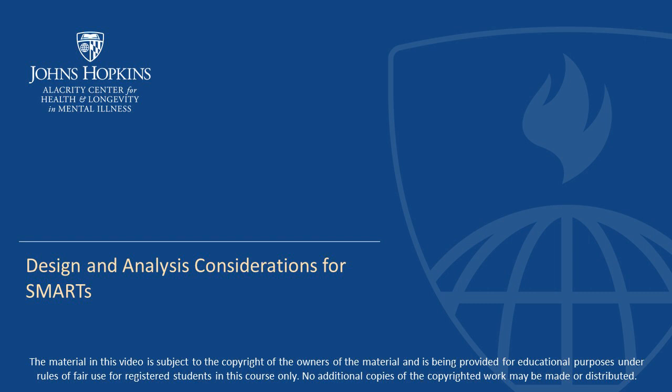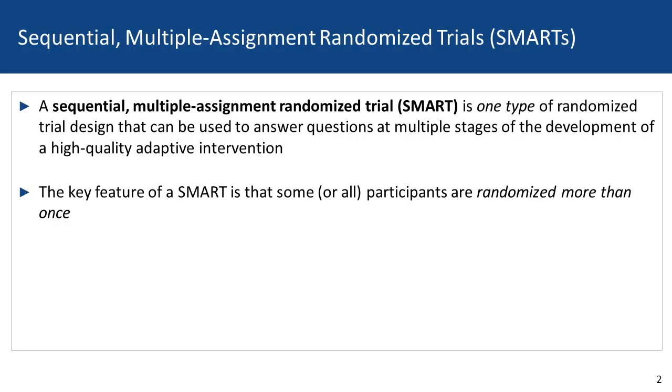In this section, we'll talk about some design and analysis considerations for sequential multiple assignment randomized trials, or SMARTs. So recall that a sequential multiple assignment randomized trial, or a SMART, is just one type of randomized trial design that you can use to answer questions at multiple stages of the development of a high-quality adaptive intervention. And recall that the key feature of a SMART is that some or all participants are randomized more than once.